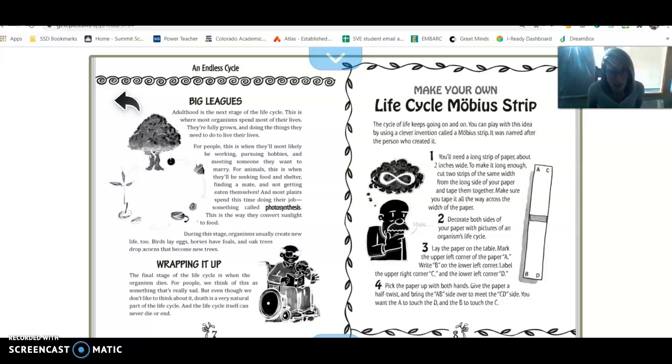During this stage, organisms usually create new life too. Birds lay eggs, horses have foals, and oak trees drop acorns that become new trees. Wrapping it up. The final stage of the life cycle is when the organism dies. For people, we think of this as something that's really sad. But even though we don't like to think about it, death is a very natural part of the life cycle. And the life cycle itself can never die or end.